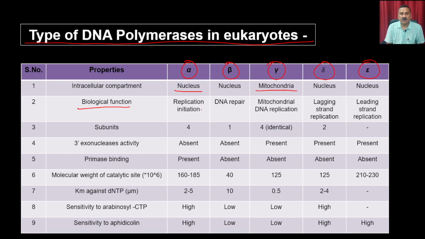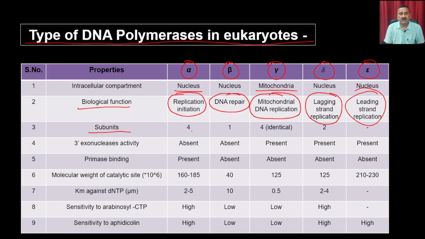Then, what is the biological function? The biological function of alpha is replication initiation, beta is involved in DNA repair, gamma is involved in mitochondrial DNA replication, and delta and epsilon are required for the replication of the lagging as well as the leading strands. Then you have the number of subunits. As far as the structure is concerned, alpha is a tetramer, beta is a monomer, gamma is a homotetramer, delta is a dimer, and for epsilon it is not known.